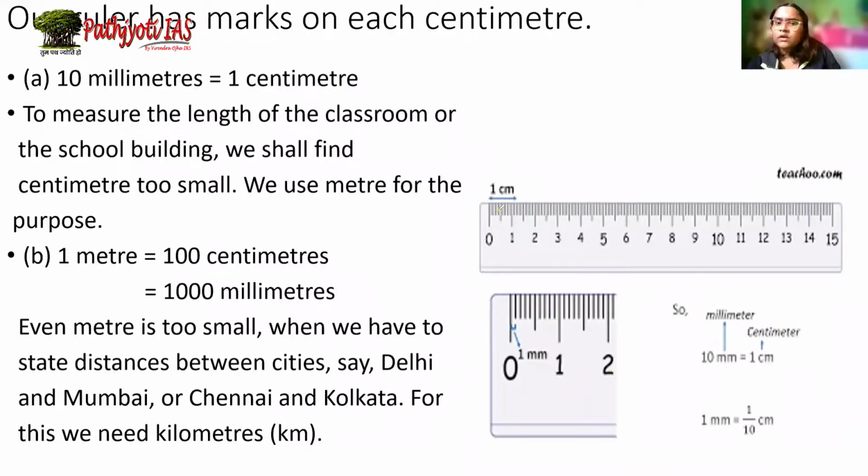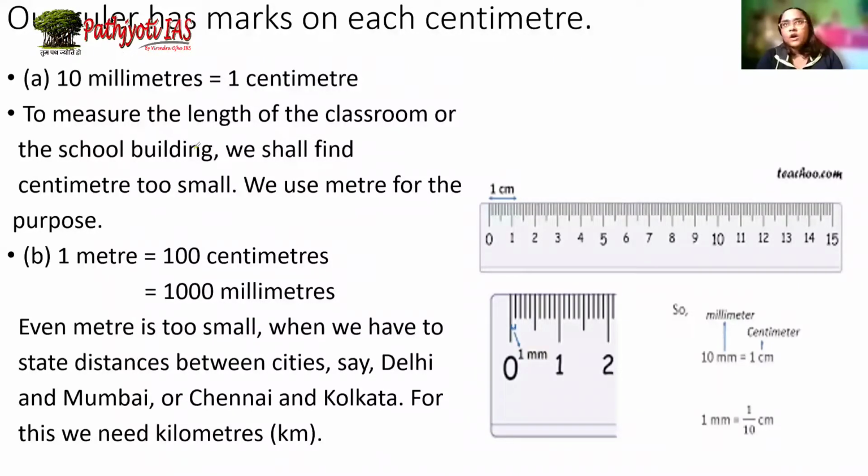So in between, in every centimeter gap, there are millimeters. Okay, to understand it in a better way, there are 10 markings of millimeters. So we can term it as 1 centimeter is equal to 10 millimeters. Okay, so these are very small things.